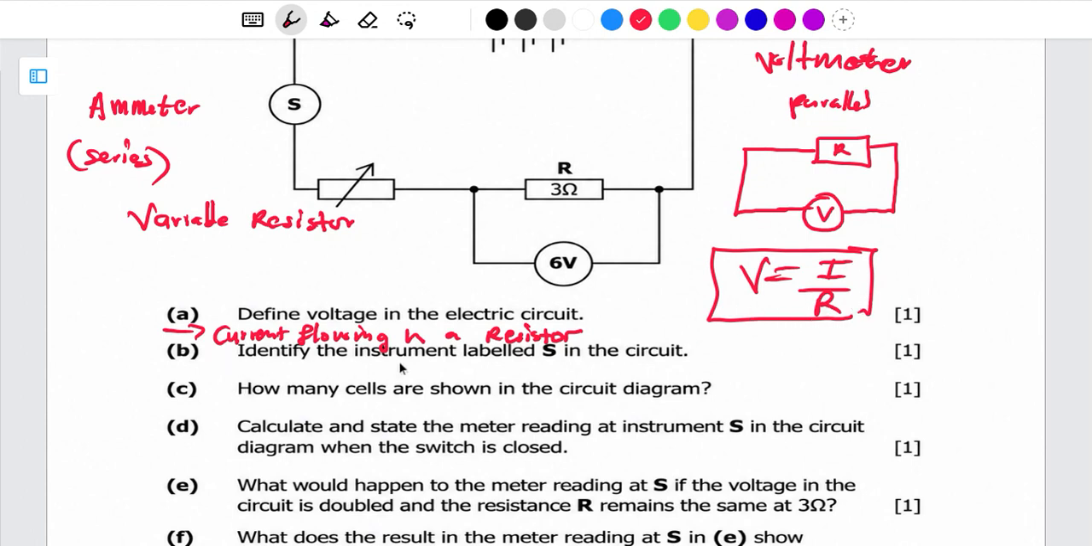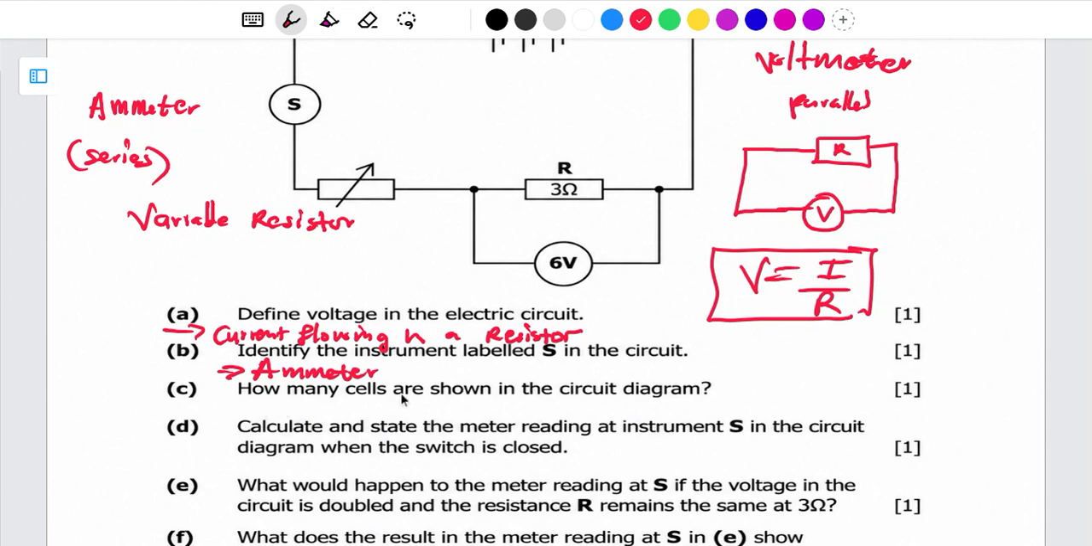Then identify the instrument labeled S in the circuit. That instrument is called the ammeter. What is the use of the ammeter? The ammeter is used to measure the electric current. It measures the electric current.